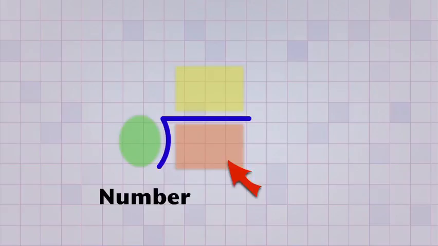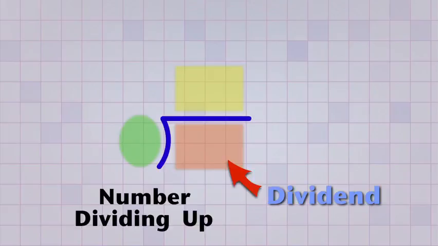The first area is here under the long horizontal line on our division symbol. This is the area where we put the number that we'll be dividing up. The fancy math term for this is the dividend. Most of the time the biggest number will go here because we usually start with a big amount and want to divide it into smaller groups.